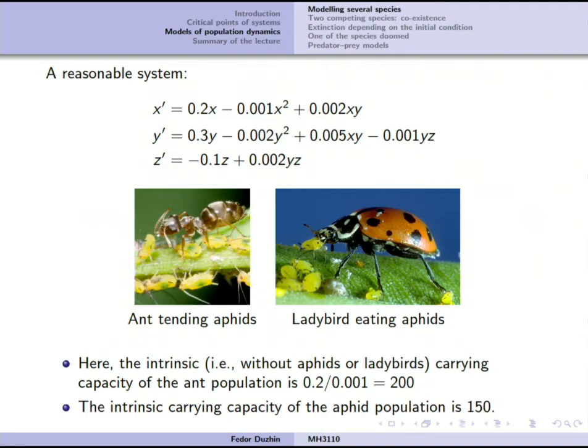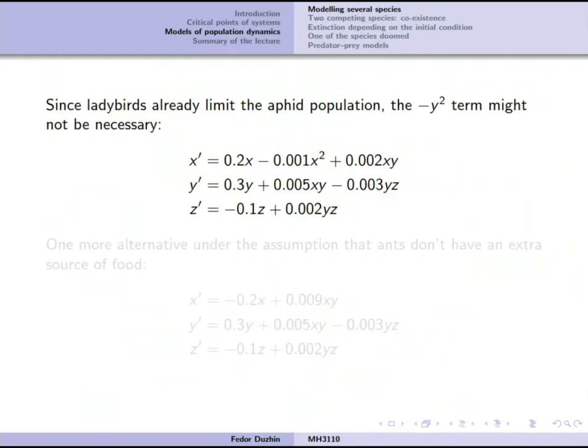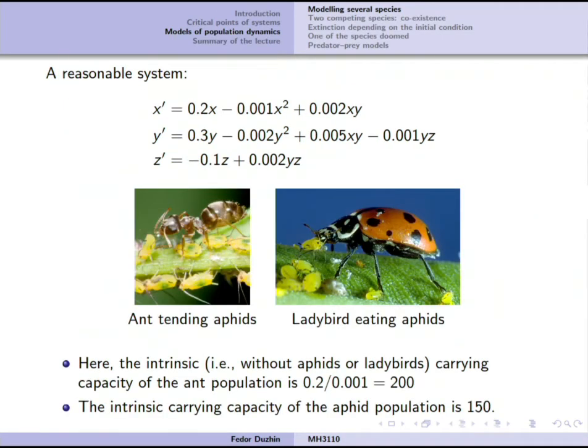Of course, these numbers are just made up, so I just wanted some specific numbers to explain the logic of the model. So in practice, if you wanted to apply this, then these would be parameters that you would try to feed the data. But of course, I don't have any real data on ant population or aphid population.